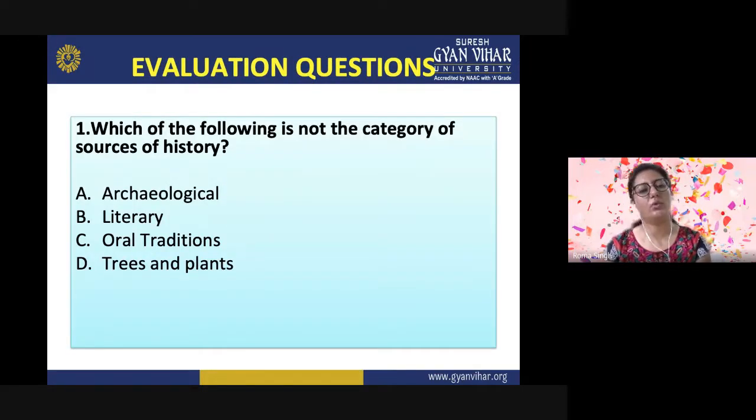And the question number 1 is, which of the following is not the category of sources of history? So this we have discussed that there are broad 3 categories of sources of history, and the options are archaeological sources, literary sources, oral traditions, or trees and plants. So we can clearly identify that the first 3 are the right classification of our sources, and trees and plants is not the correct one.